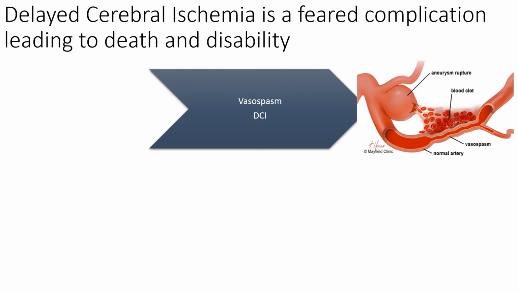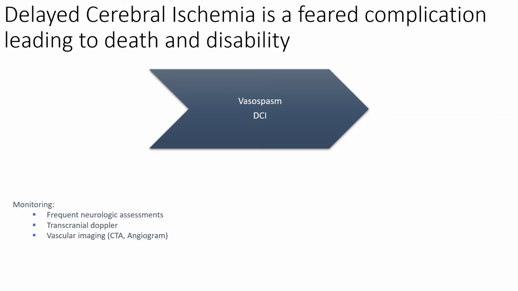Vasospasm occurs after blood leaks from the aneurysm into the subarachnoid space. The blood vessels can get very narrow, which can decrease perfusion to a part of the brain, thereby causing infarction. For these complications, we want to do very close monitoring. We want neurochecks every hour. We want to look for decline. If we see that the patient is having worsening neurologic function days after their hemorrhage, we want to have a high suspicion that this could be vasospasm related.